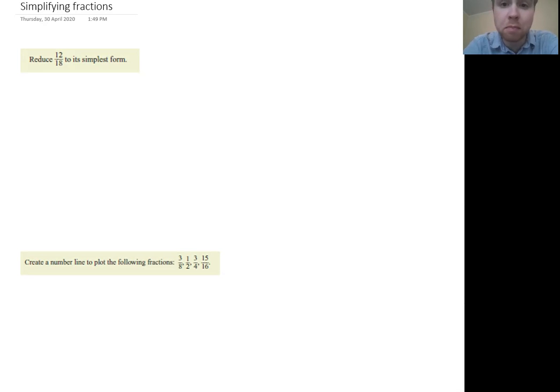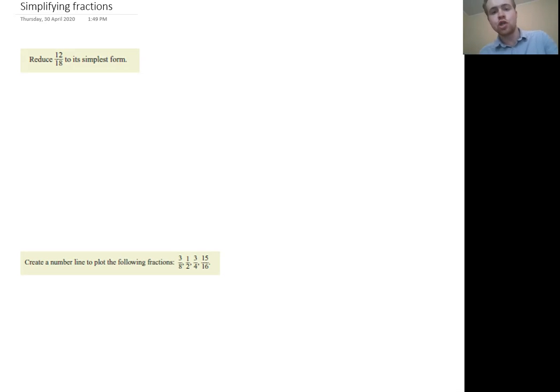Today, we're going to be simplifying fractions. Last week, we looked at how we can find equivalent fractions by multiplying or dividing the top and the bottom of a fraction by the same amount. We're going to be using that technique to simplify fractions into their simplest form, which means where the numbers are as small as we can make them while maintaining an equivalent fraction. So we're not actually changing the fraction, we're just writing it in a simpler form.